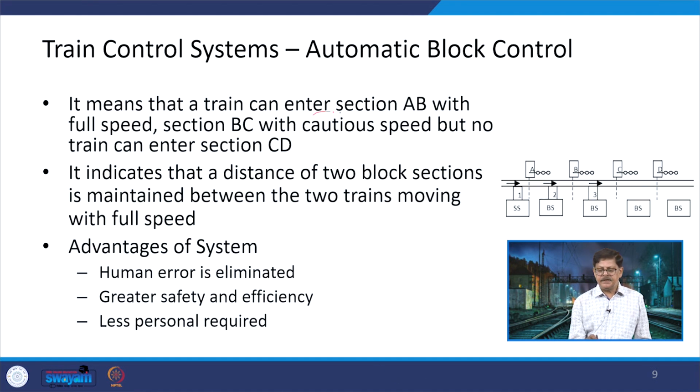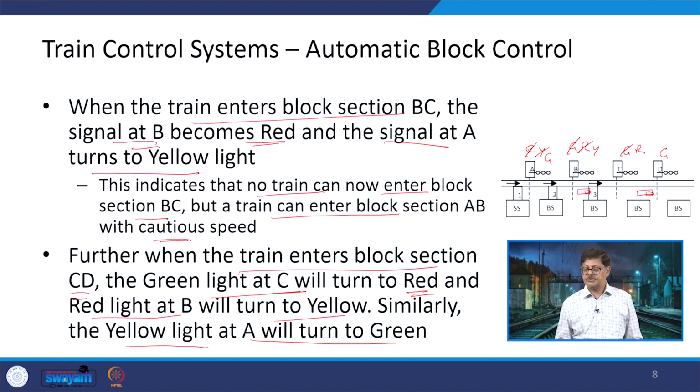So, it means the train can enter section AB with full speed, section BC with cautious speed, but no train can enter the section CD. So, that is what I already defined. Now, it indicates that a distance of two block sections is maintained between the two trains when they are moving with full speed. So, that is the distance which it is going to maintain. Now it is green. So, a train can come in this section and another train is already here. So, this two section gap is there between the running of the two trains.